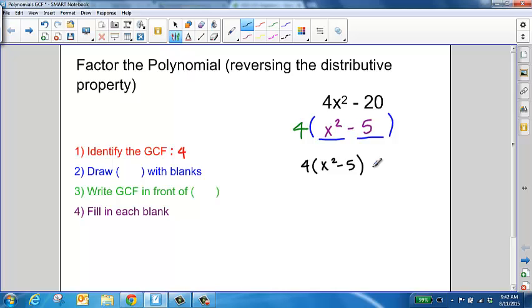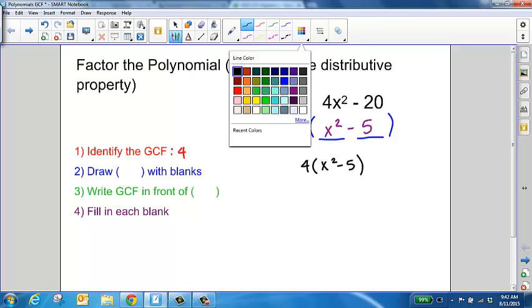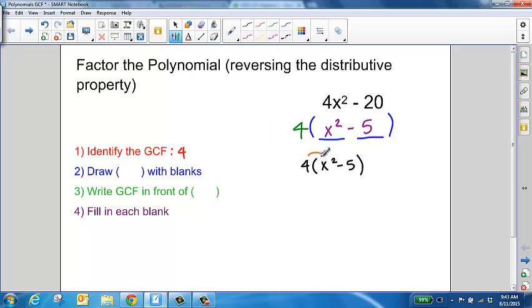Now, since we reversed the distributive property here, in order to check if you factored this correctly, what you can do is take 4 times x squared, which is 4x squared, and then take 4 times negative 5, which is negative 20. So you can actually use the distributive property to check to see if you factored this correctly. Now, since we get back the same expression as we had up here, that means we did, in fact, factor out the greatest common factor correctly.